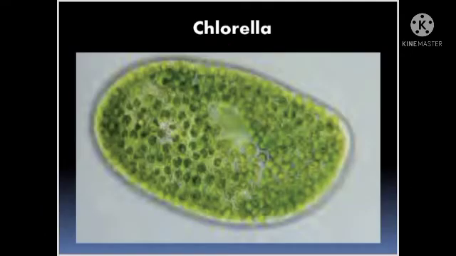Here is the picture of chlorella, which is an example of algae. You can see it is of green color. Why is it green color, students? Because it is filled with chloroplast, and that chloroplast helps the species to perform photosynthesis, and by performing photosynthesis it can prepare its own food. It is known as an autotrophic organism.